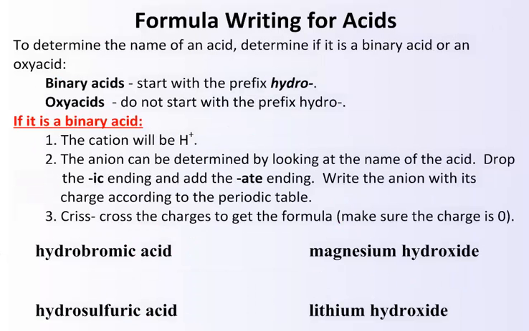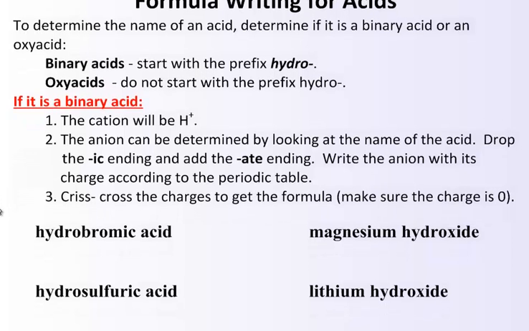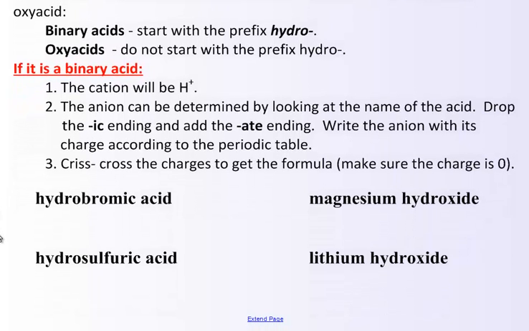Let's see what we got next here. Formula writing from acids. So if you have the name of the acid, you're also going to have to be able to go and write the formula for the acid. So let's take a look at our rules here. We know if it's a binary acid, it's going to start with hydro. And if it doesn't start with hydro, that means it's an oxyacid, which means there's a polyatomic ion in there.